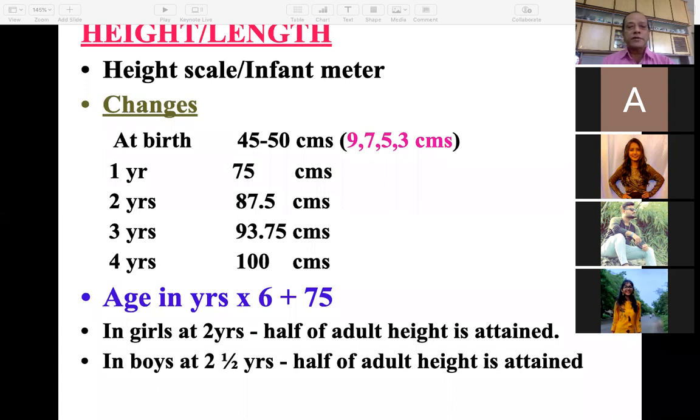After 1 year, in the second year, again you can take half of the first year. That means 25 centimeters in the first year, so 12.5 in the second year. So it becomes 87.5. Half of that in the third year, that is 93.75. And the remaining half, that is 6.25 centimeters in the fourth year. So by the age of 4 years, the height doubles. In weight, I hope you know the weight doubles in 5 to 6 months, triples at 1 year, and 4 times at 2 years.